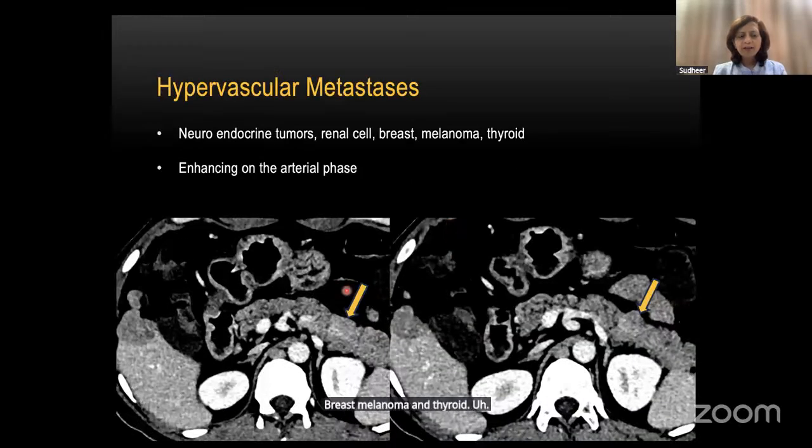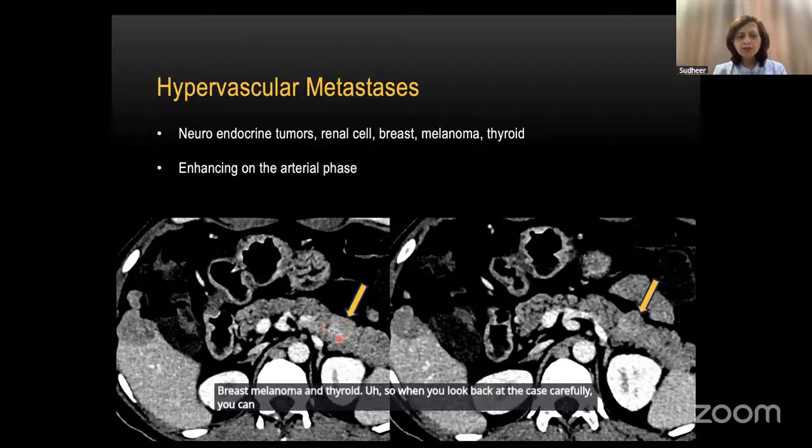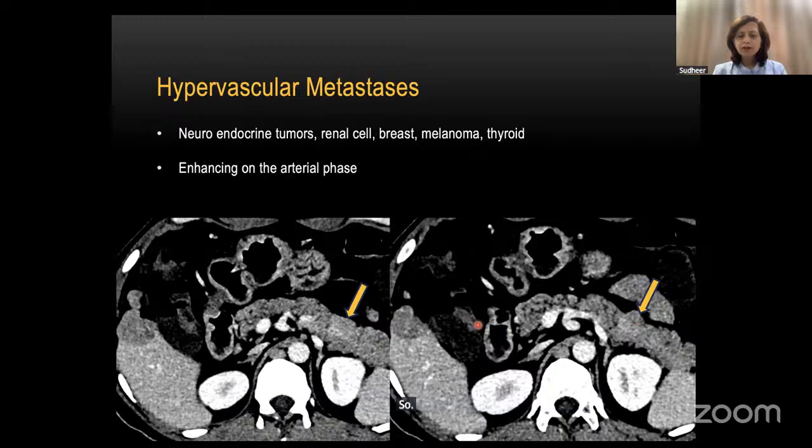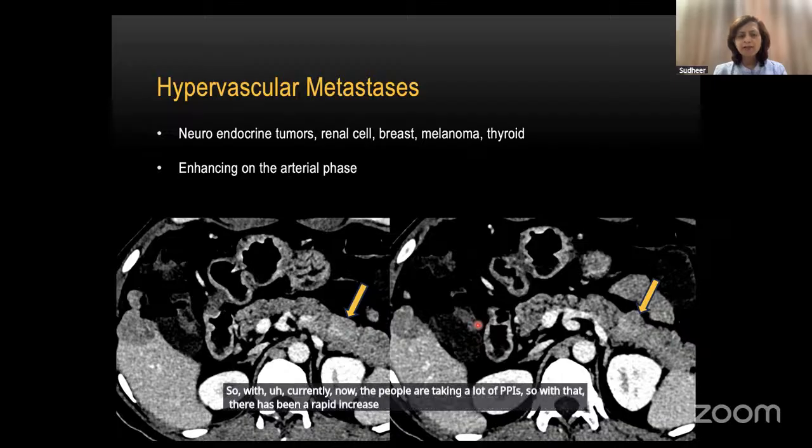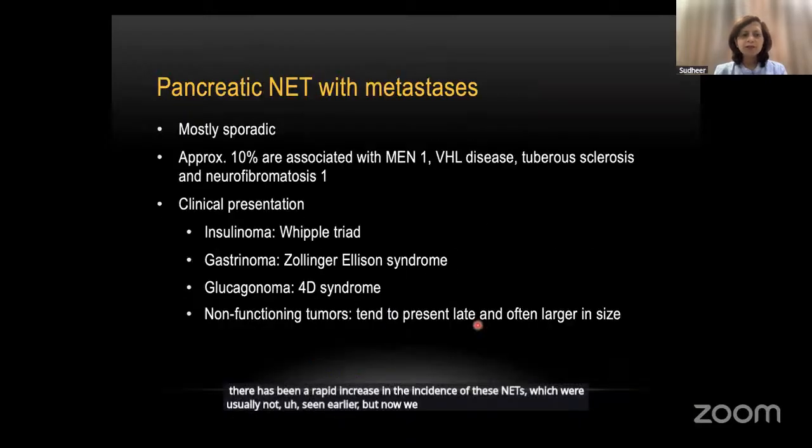So when you look back at the case carefully, you can see that there is a hyper-enhancing lesion in the body of pancreas also. So this is a case of pancreatic NET, which has given rise to metastasis in the liver parenchyma. Currently, people are taking a lot of PPIs, and with that, there has been a rapid increase in the incidence of these NETs, which were usually not seen earlier, but now we are commonly seeing these kinds of cases.